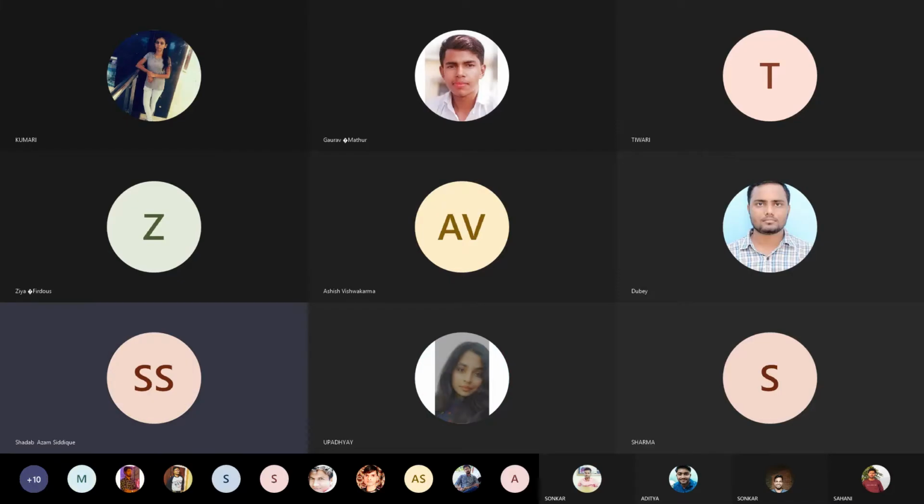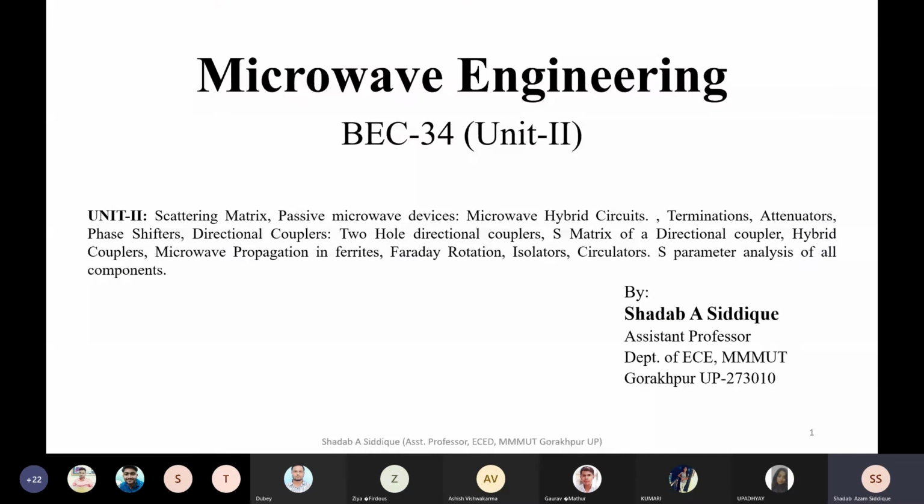Today, unit 2. You can refer to the Samuel Liao book, page numbers 141 to 161. In that, the scattering matrix is not there, although some of the concepts are given for the S scattering matrix as a parameter as well. But I'll discuss in brief the scattering matrix, because we are going to discuss the scattering matrix for each and every microwave device which is there in our syllabus.